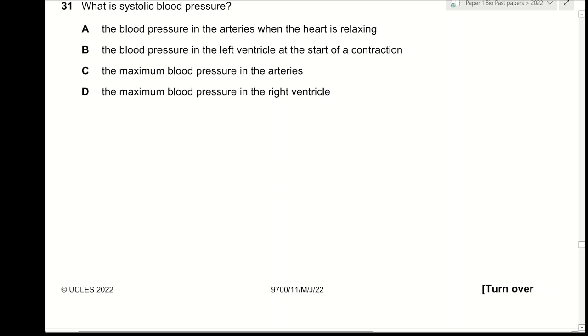Question number 31. What is systolic blood pressure? Now, let's start with A, the blood pressure in the arteries when the heart is relaxing. Relaxing is incorrect, this is the diastolic pressure, not the systolic. B, the blood pressure in the left ventricle at the start. Okay, the blood pressure in the left ventricle is the ventricular pressure, not the systolic pressure, so this is incorrect. C, the maximum blood pressure in the arteries. Now, this is correct. It's the maximum blood pressure in the arteries.